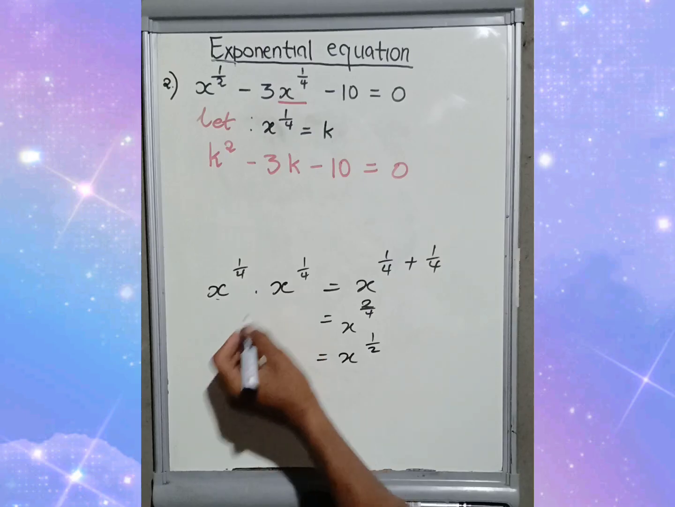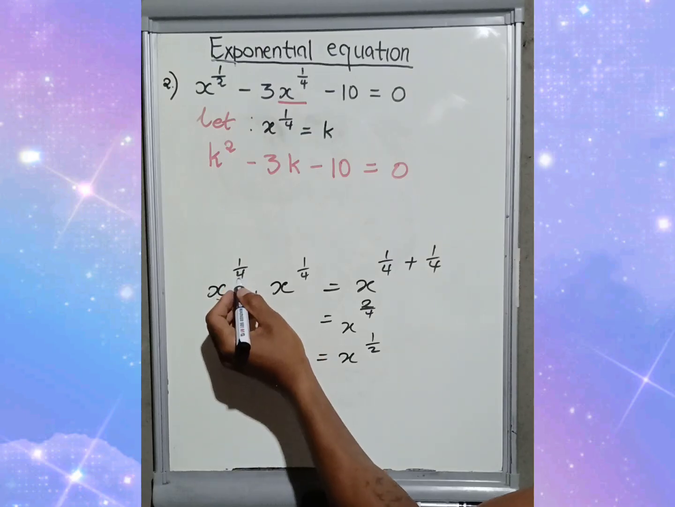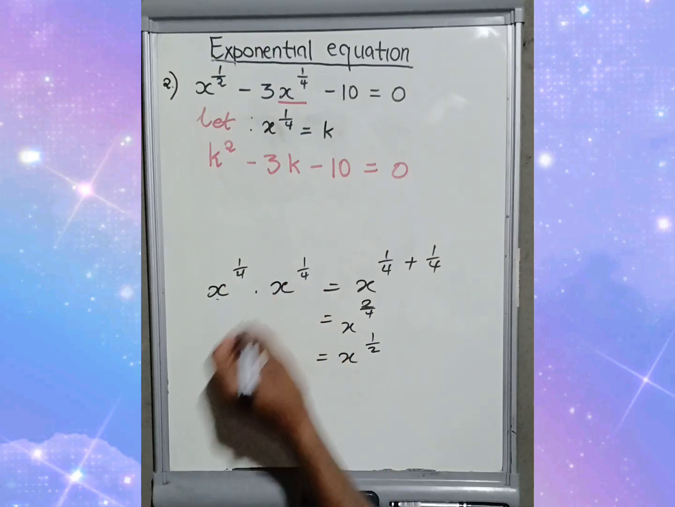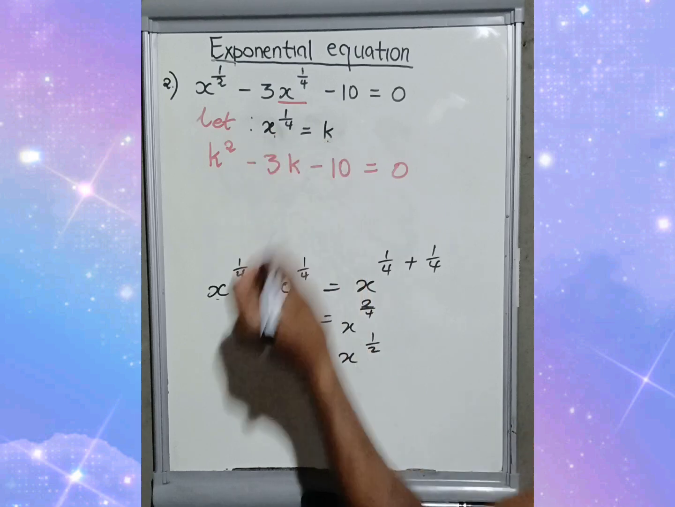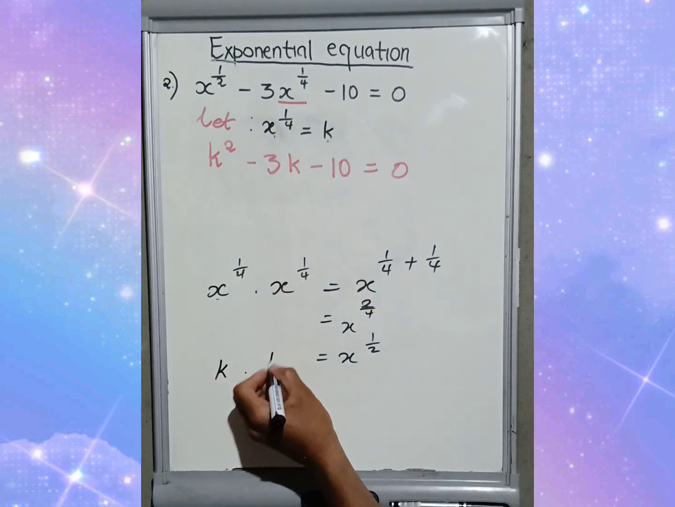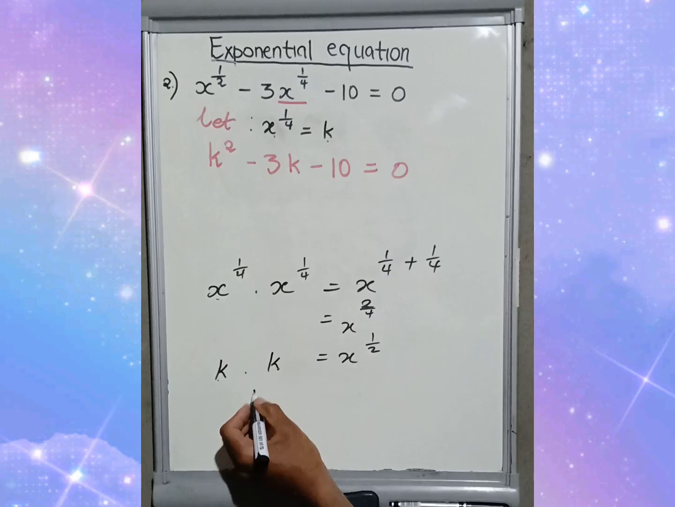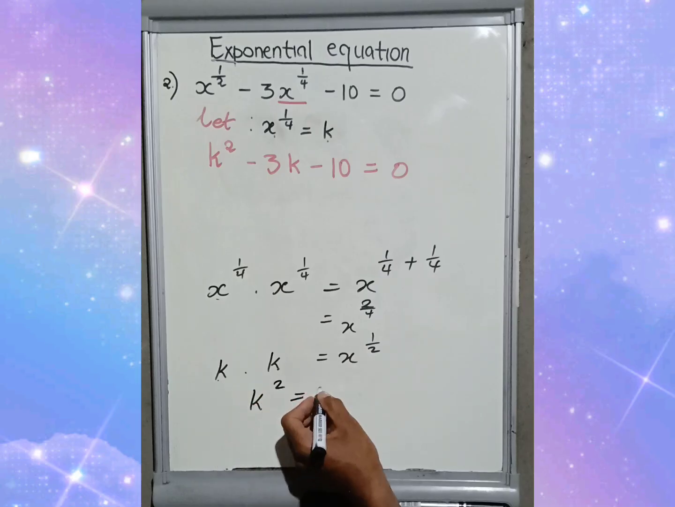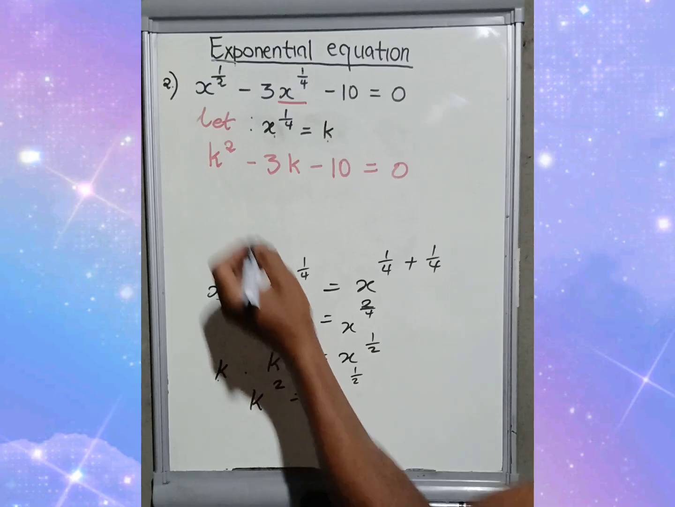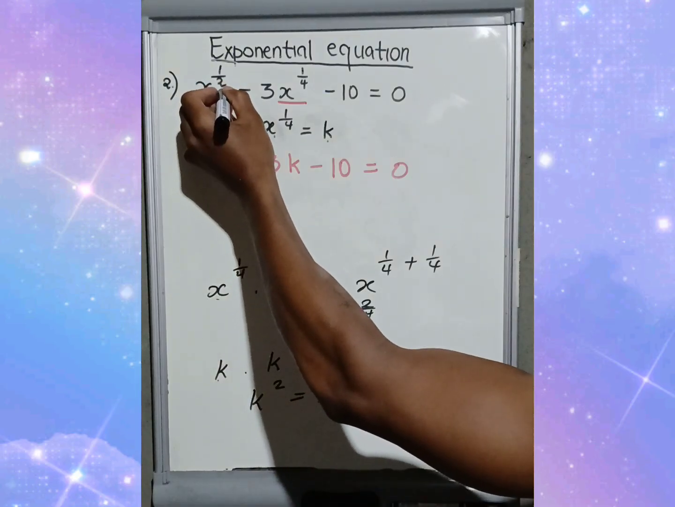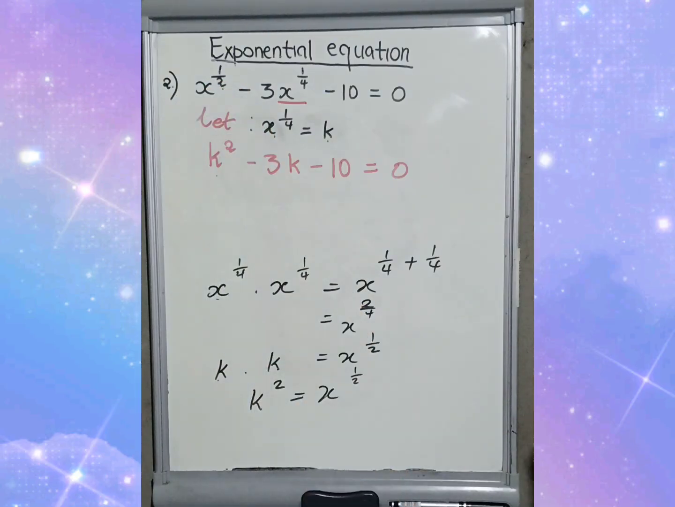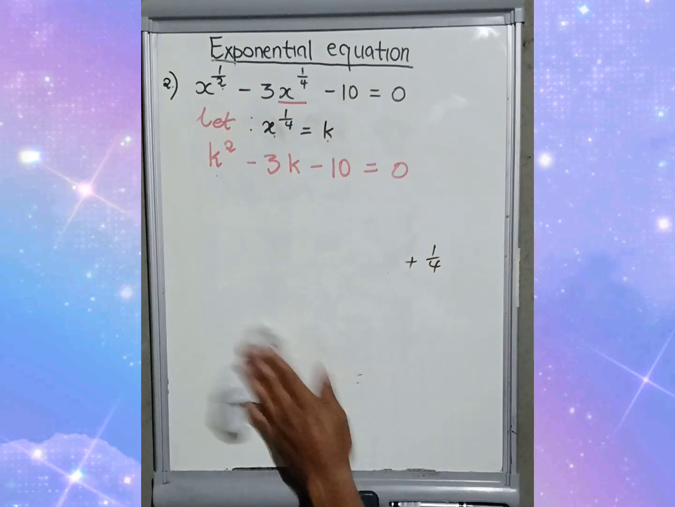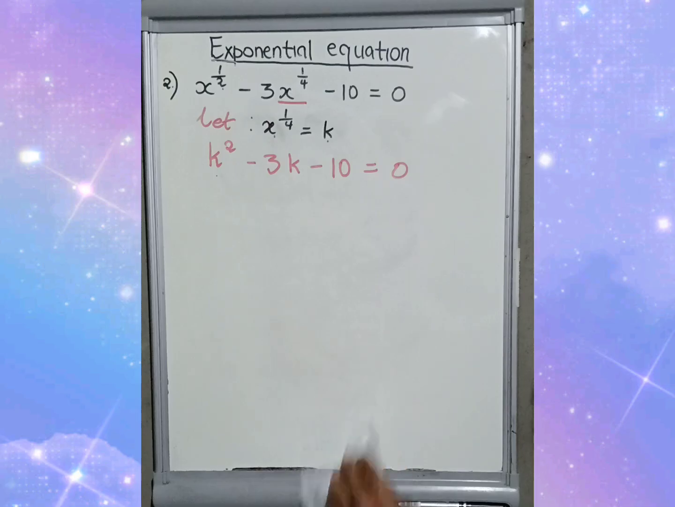Then we say that x raised to 1 over 4 times x raised to 1 over 4, where x raised to 1 over 4 is equal to k. That means k times k. k times k equals k squared. Therefore, we draw a conclusion now: x raised to 1 over 2 is the same as k squared. All right? I think you get it. We always use this rule. It's going to help you a lot, all right?